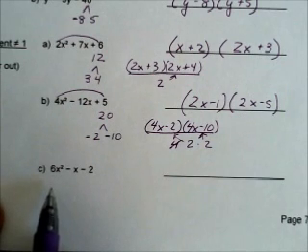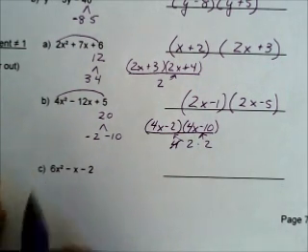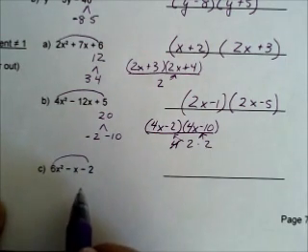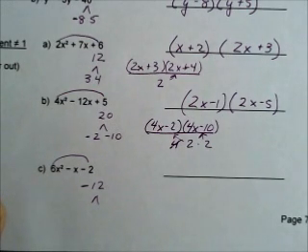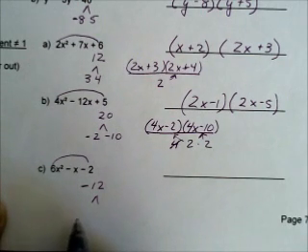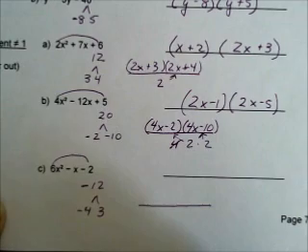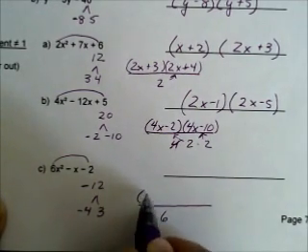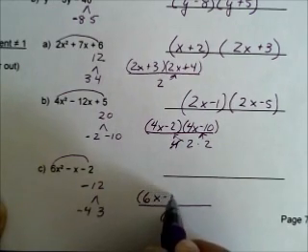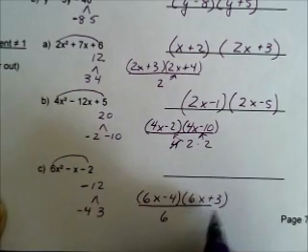And our last trinomial with the lead coefficient, in this case, is 6. We multiply 6 times negative 2 is negative 12. And now we're looking for the factors of negative 12 that add to negative 1, and that would be negative 4 and 3. Draw a fraction bar. 6 was the lead coefficient. Numerator, 6x minus 4 and 6x plus 3.